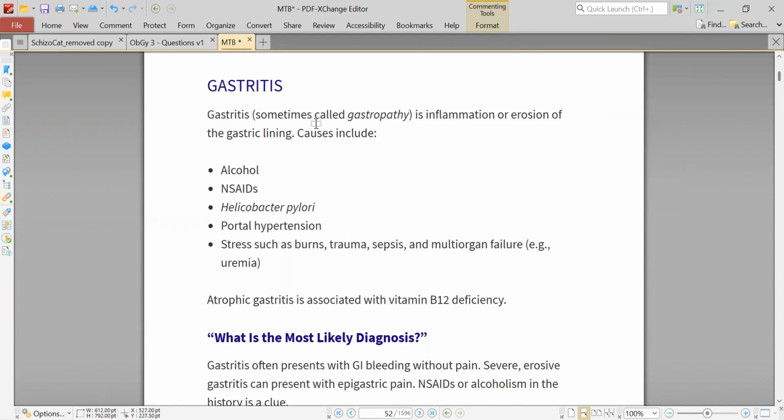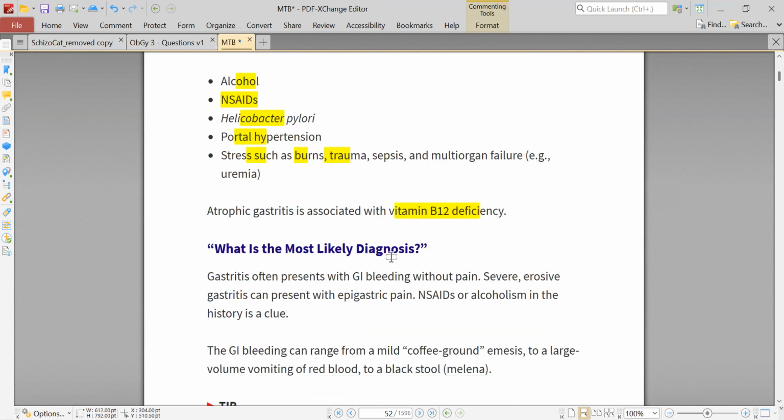Gastritis is inflammation or erosion of the gastric lining. It is caused by alcohol, NSAIDs, H. pylori, and portal hypertension. It can be due to stress like burns, trauma, sepsis, and multi-organ failure like uremia. Also, atrophic gastritis is associated with B12 deficiency. Gastritis often presents with GI bleeding but without pain.